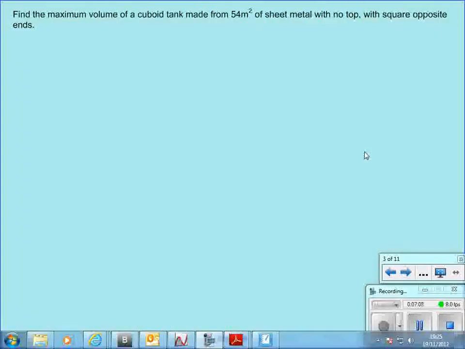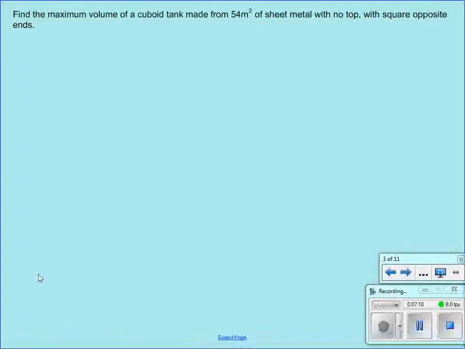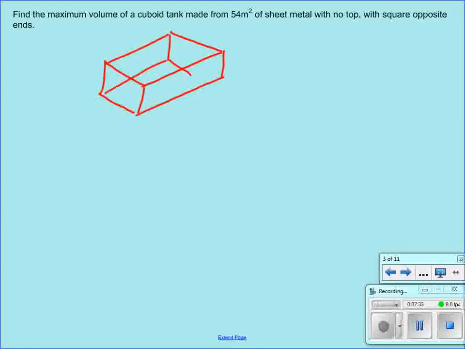Okay, so now I've got this second problem which is asking, find the maximum volume of a cuboid tank made from 54 meters squared of sheet metal with no top, with square opposite ends. So it's a really good idea to draw this problem because this sounds nasty. So I've got a tank, it's got no top, yeah? But it has got a base, so let's draw that base.